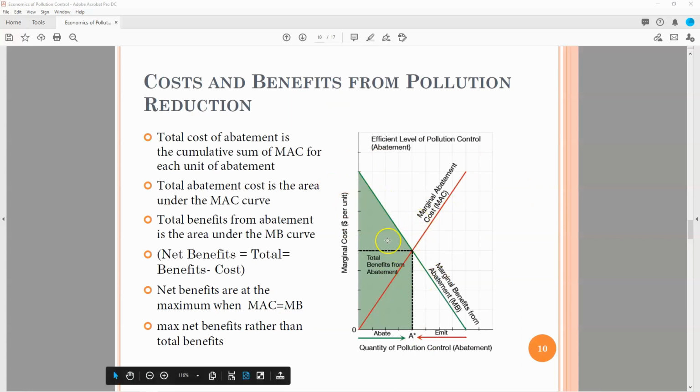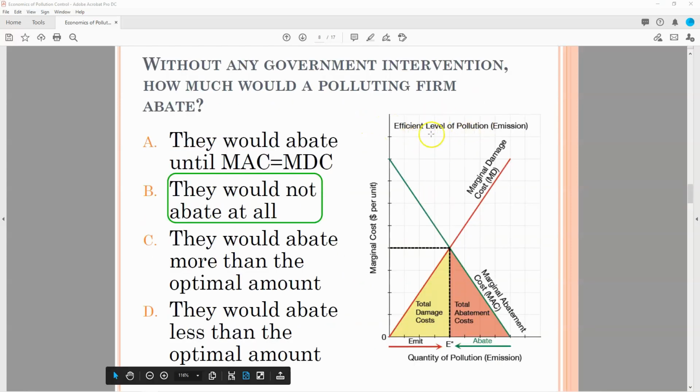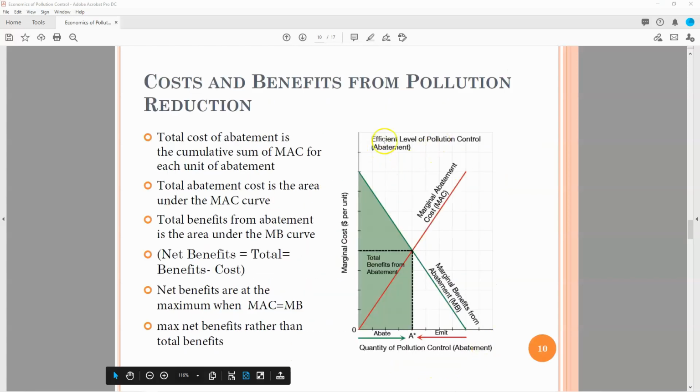As we can see from this graph, the red curve represents the marginal abatement cost curve. The blue curve represents the marginal benefits from abatement. So the intersection of those two curves is our optimal level of pollution control. We really need to distinguish between this pollution control graph and the efficient level of pollution graph. The difference between those graphs is the x-axis. For this graph, the x-axis represents the quantity of pollution. But for the pollution control graph, the x-axis represents the quantity of pollution control. Can you see the difference?